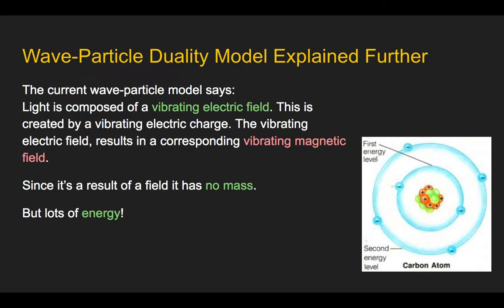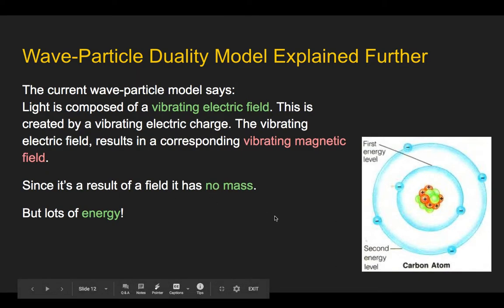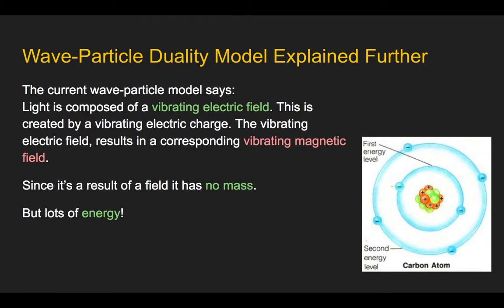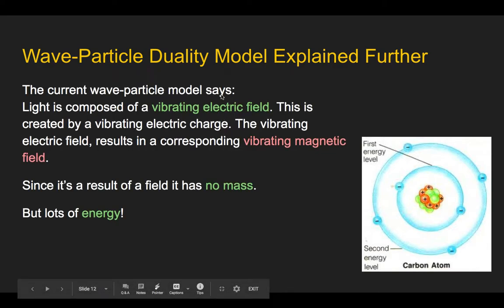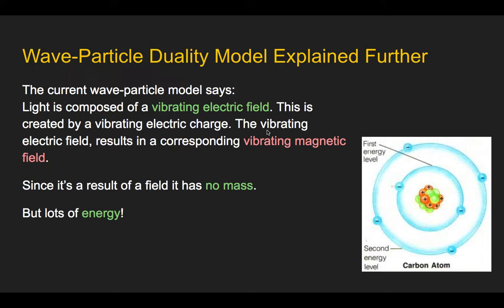Because it's a field, just like a gravitational field, the field itself has no mass. The object inside it can have mass, and the source of gravity can have mass, but the gravitational field itself does not have mass. The light also is a field. It does not have charge either. But because it's this changing electric field, it can have lots of energy. Just like a gravitational field can store energy, this vibrating electric field can also store energy.